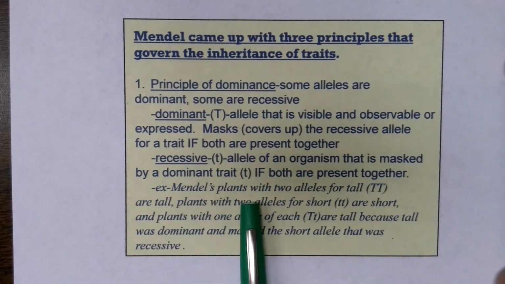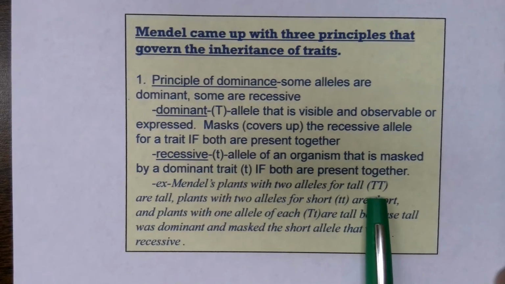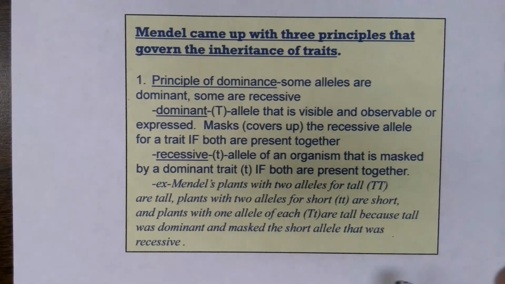Okay, so here's an example. In Mendel's plants, if the offspring had two alleles for being tall, that's how we're going to write that, two capital T's. Two alleles for being short, one from each parent, one from the egg and one from the sperm, we're going to write as two lowercase t's. And then if they have one of each, one dominant allele from, let's say, the egg cell, and the other one is recessive and it's from the sperm cell, then we're going to write it like this, one capital and one lowercase letter. And so then, that capital T is going to mask that recessive t, right?